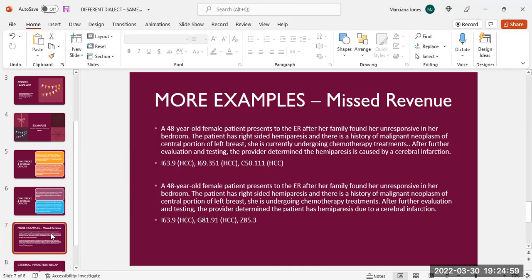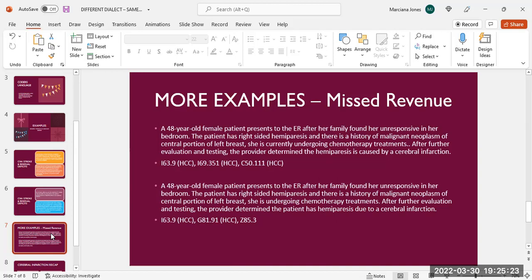48-year-old female patient presents to the ER after her family found her unresponsive in her bedroom. The patient has right-sided hemiparesis and there is a history of malignant neoplasm of the central portion of the left breast. She is undergoing chemotherapy treatments. After further evaluation and testing, the provider determined the patient has hemiparesis due to a cerebral infarction.